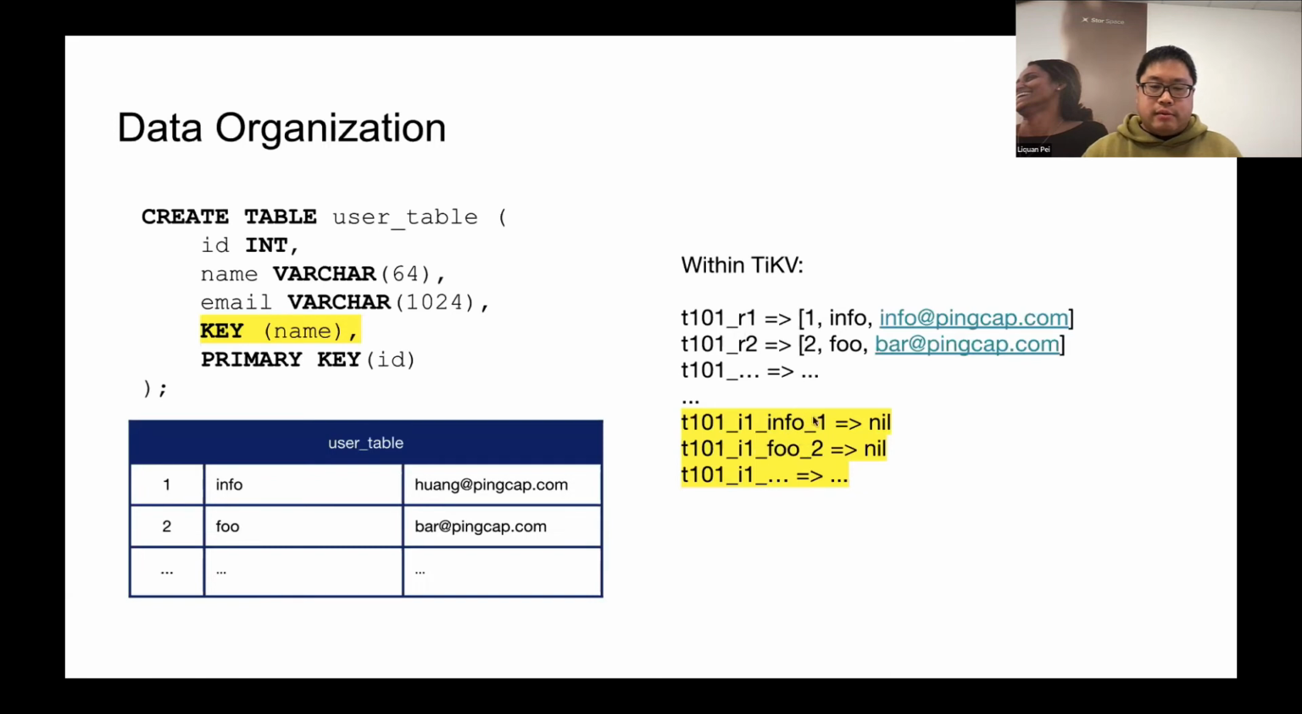So this will be the index, which is actually the name field in the user table, and that's actually encoded in the key. Because it's not a unique index, the row ID will also be encoded in the key. So that is how the data and index are encoded in TiDB.